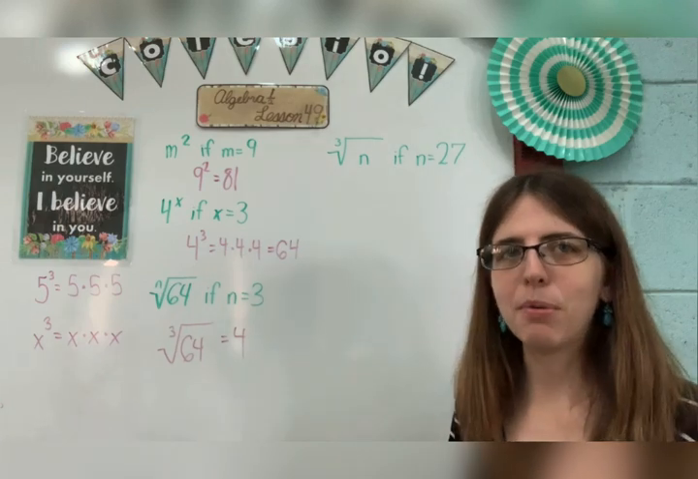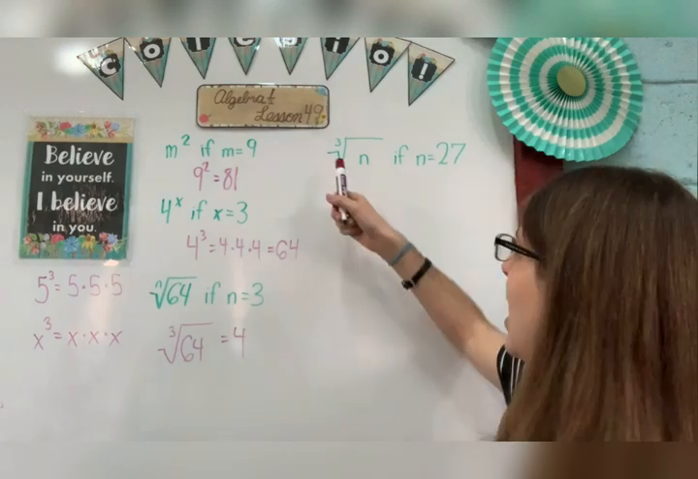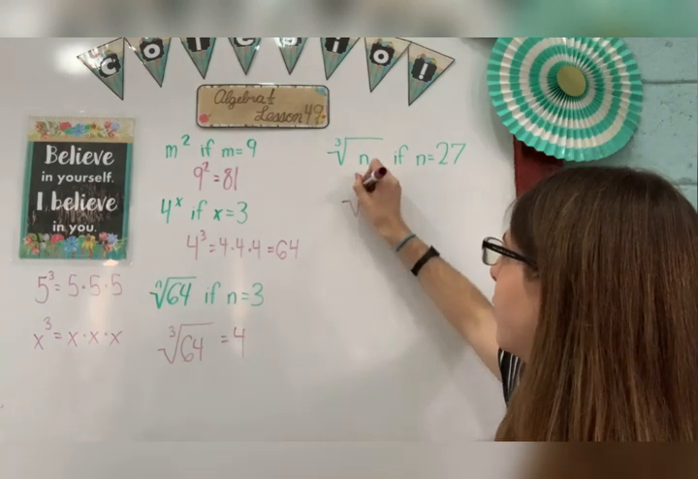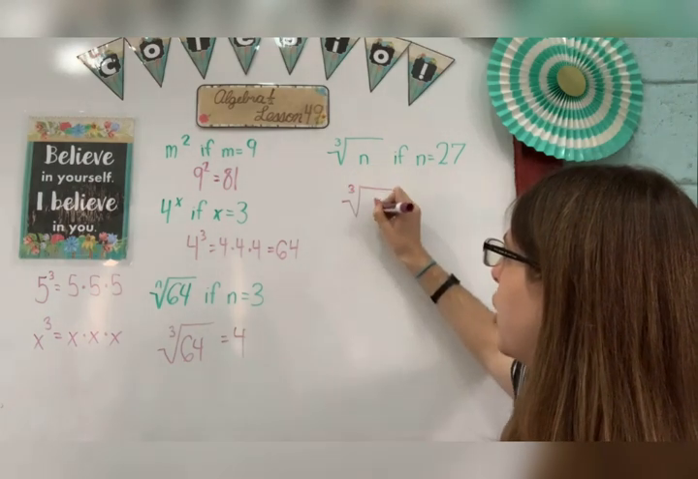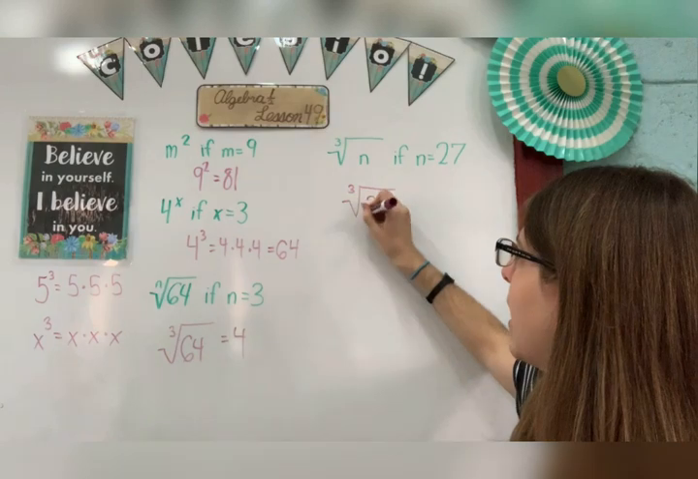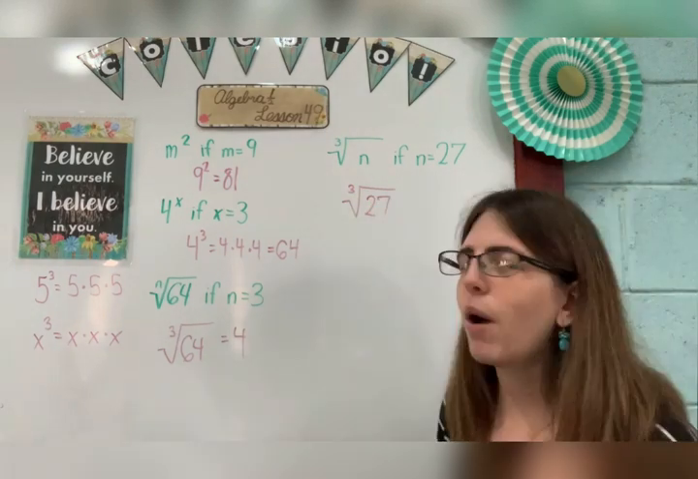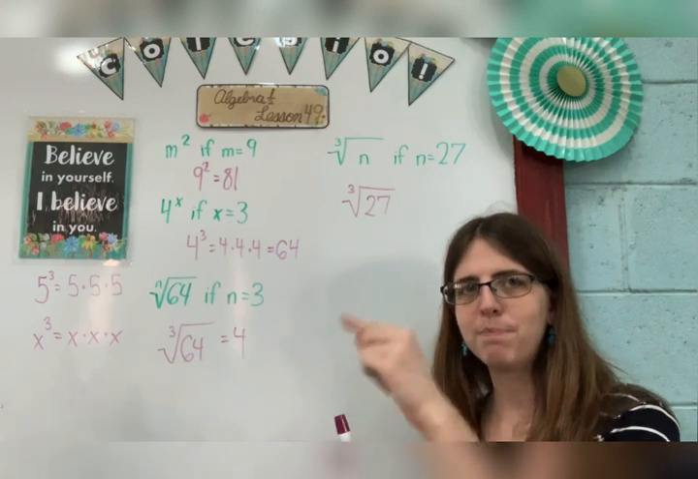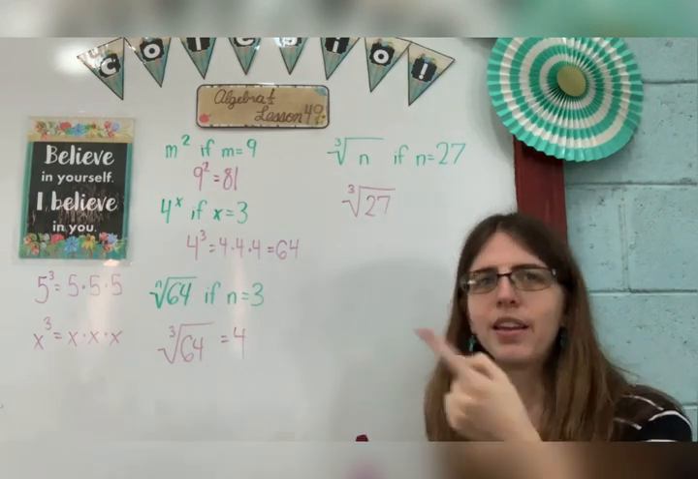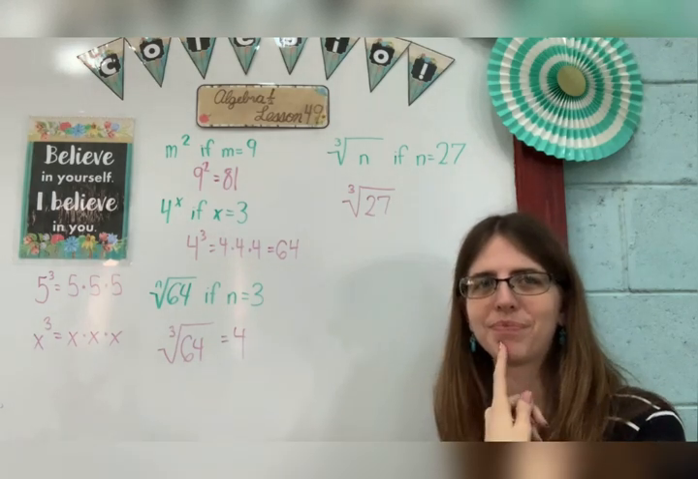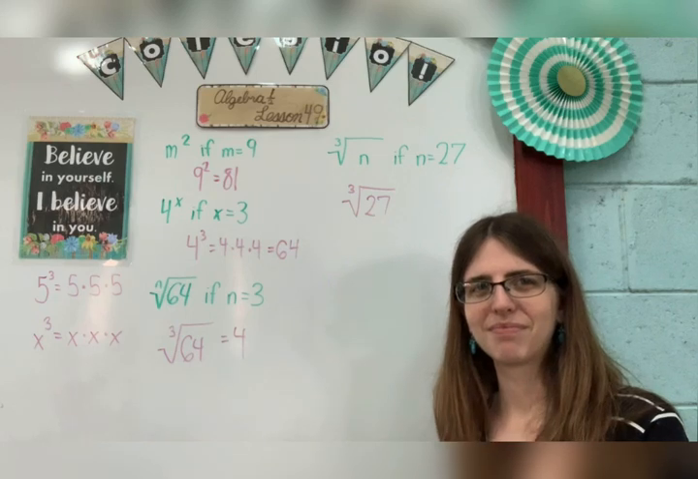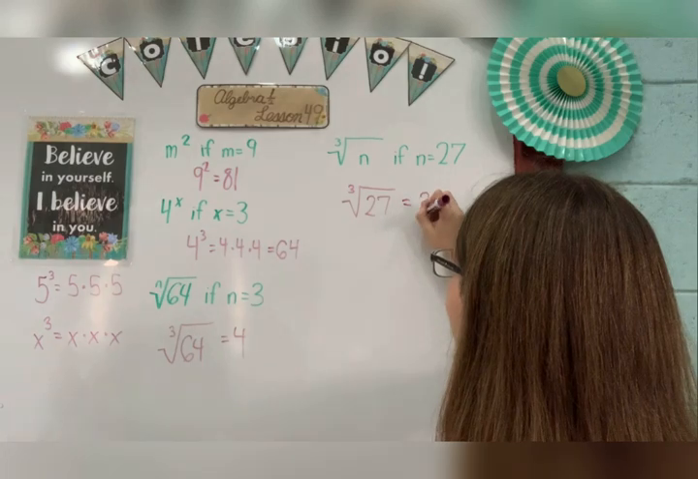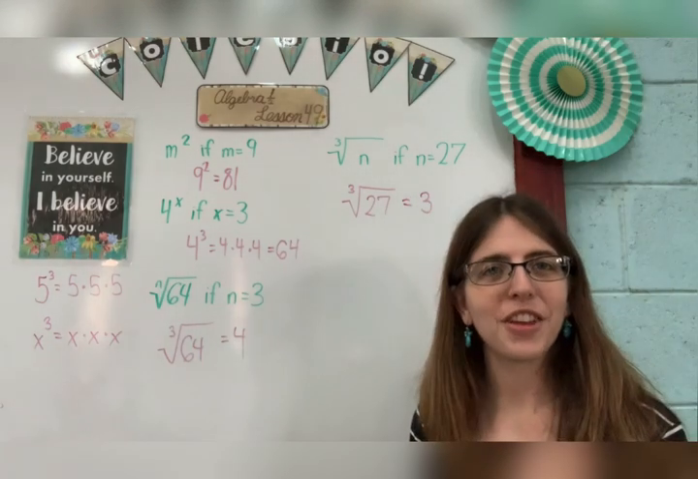All right, last example before our practice. The cube root of n if n equals 27. Okay, so we have the cube root of, we'll put 27 in place of n. So what number, when I multiply it by itself 3 times, equals 27? It's 3, good. So that's all that you have to do.